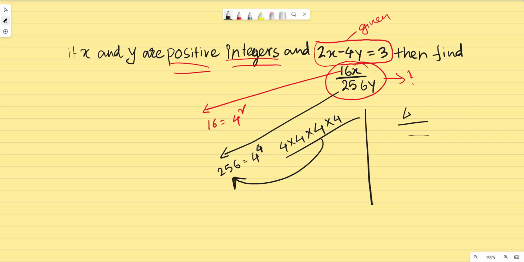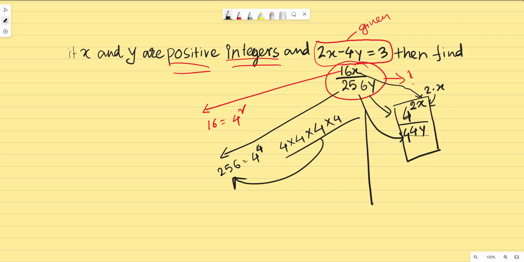Actually this means 4 squared to the power x, actually 2x. Okay, so here it is 2 dot x, actually 2x. Now this one is 4 to the power 4, and y. Okay, so this is the thing we get from this.